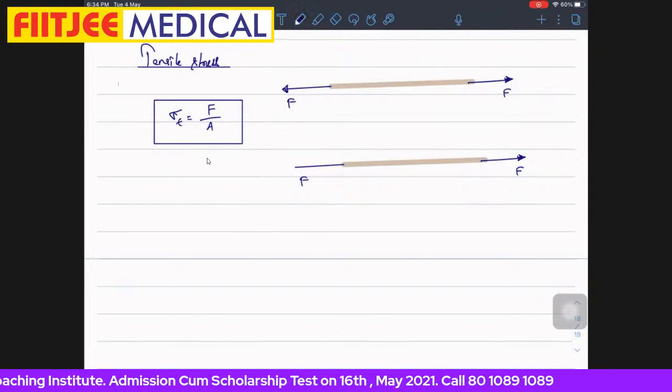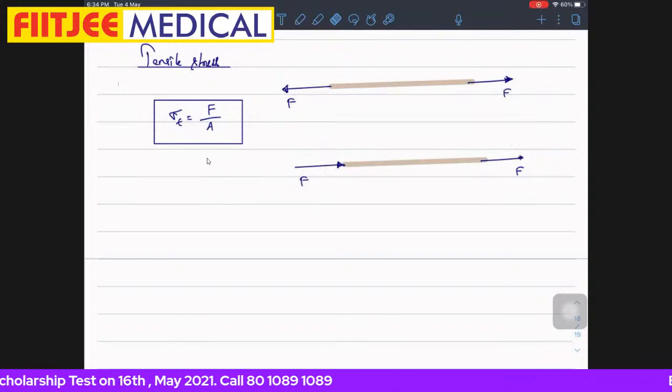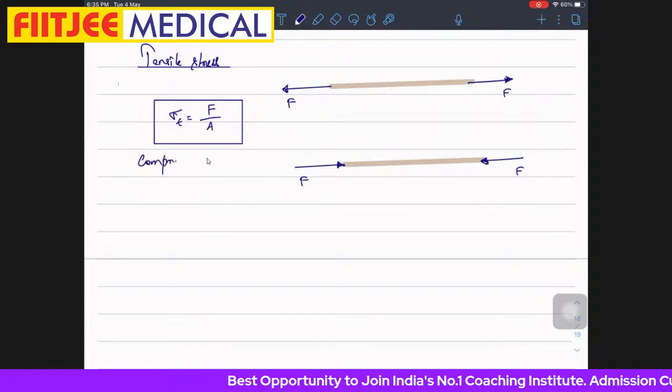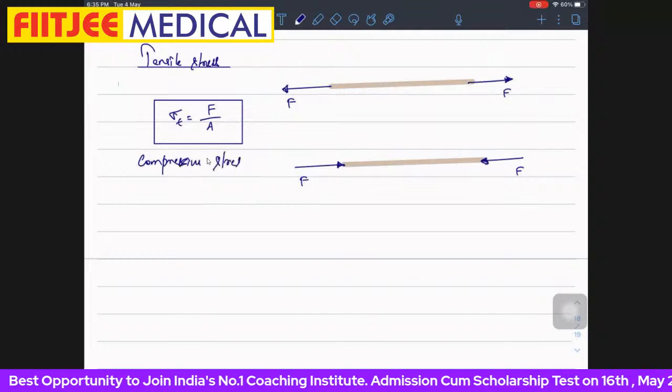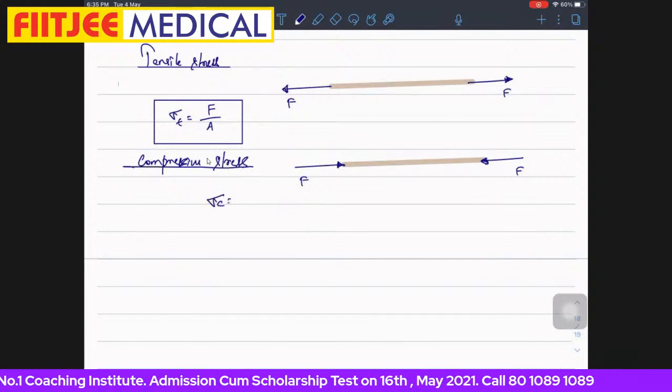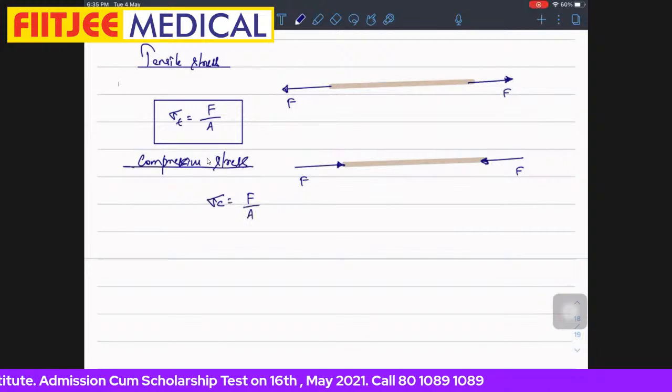So if I say force is acting in this direction, here also force is acting in this direction, here it will become compressive stress. So sigma c is defined as force upon area.